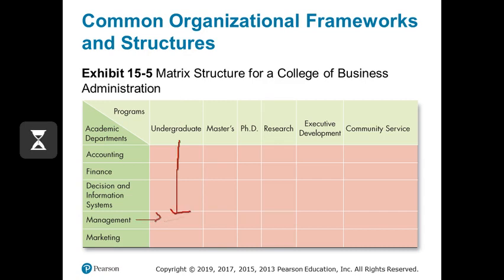What this does is help to make sure that I am not focusing my attention too much on one area or the other, because the goals of the management department might be different from the goals of the dean of undergraduate education. If I'm too focused on what my department needs, I might not be meeting the needs of the undergraduate program. But if I'm too focused on what the undergraduate program needs, I might not be meeting the needs of my department. And that's where the matrix structure can help.